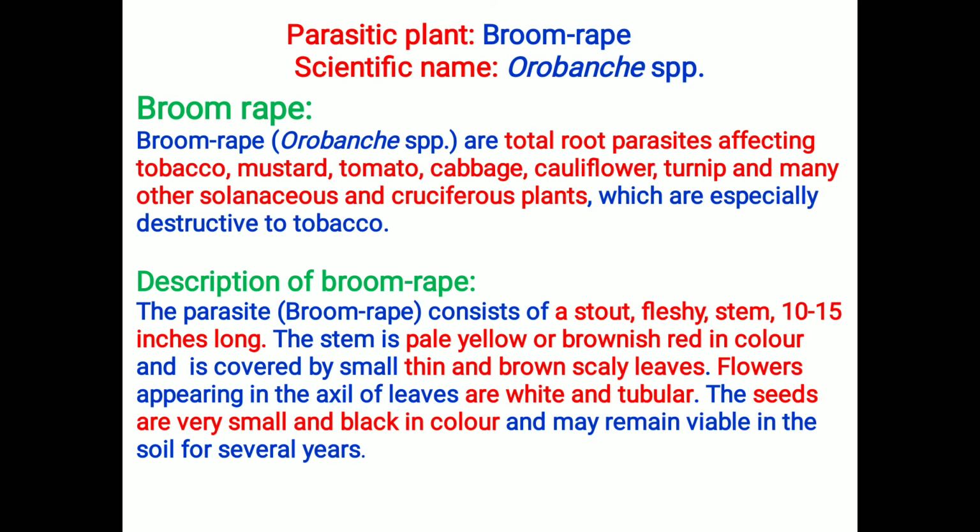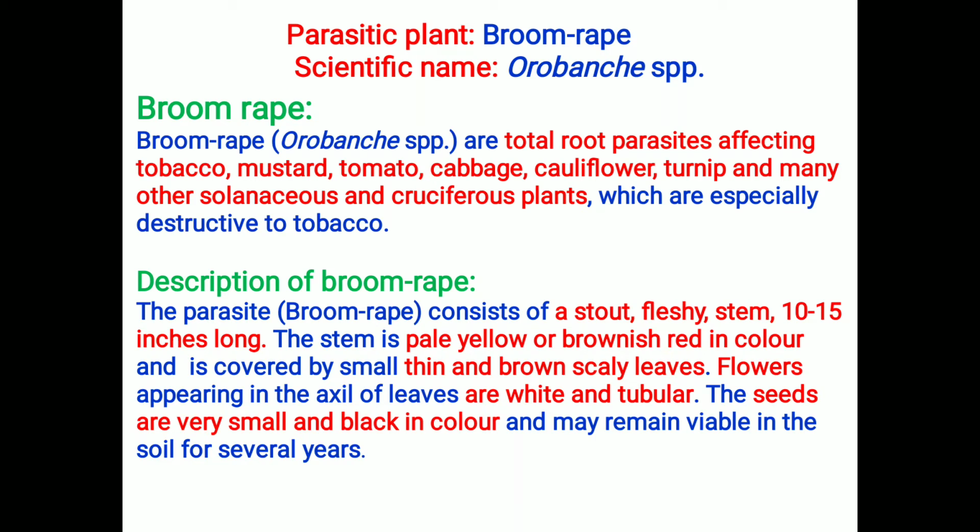Next, we discuss the total root parasite, that is, those plants that completely depend on the roots for their nutrition. The first plant is broom rape, which completely depends on the roots of different plants. For example, they totally depend on the roots of tobacco, mustard, tomato, cabbage, cauliflower, turnip, etc.